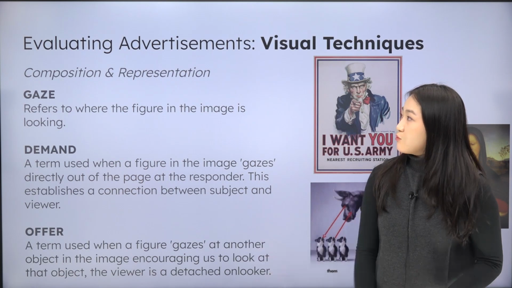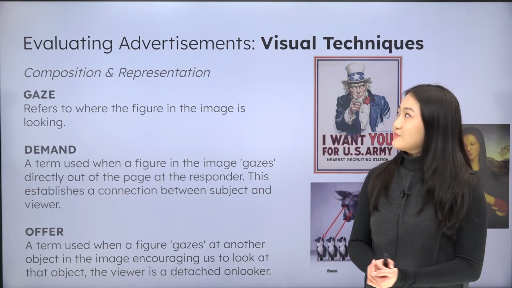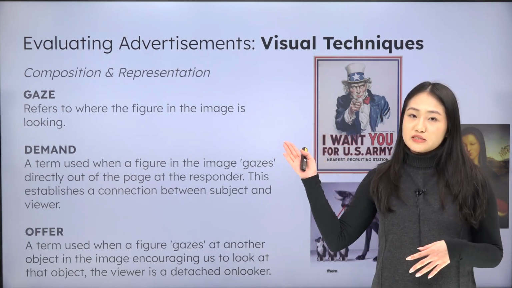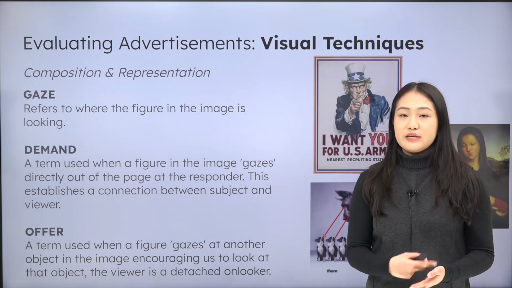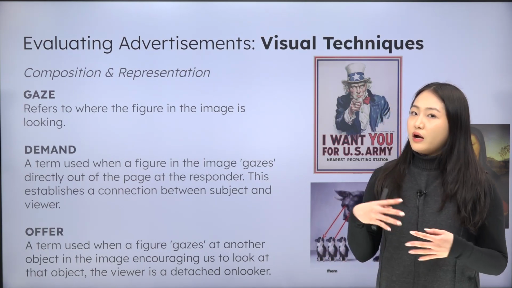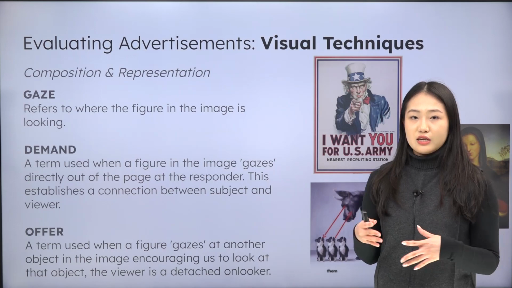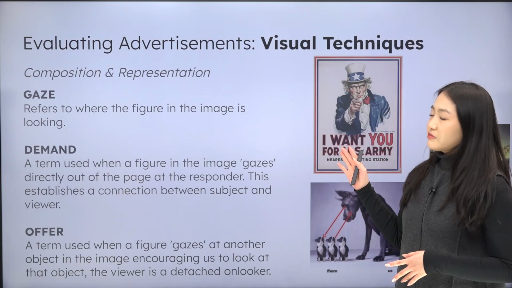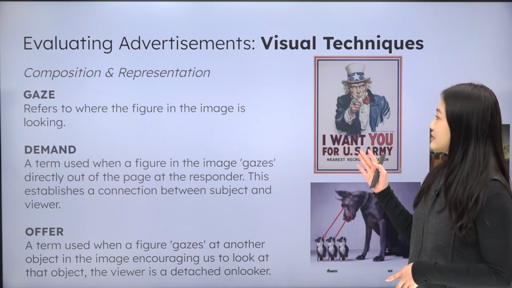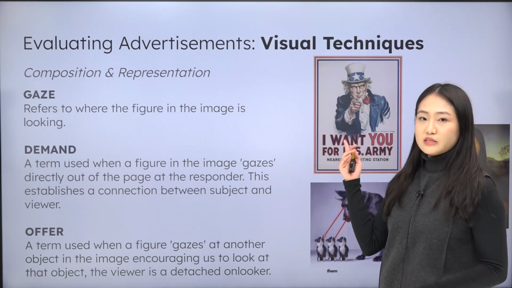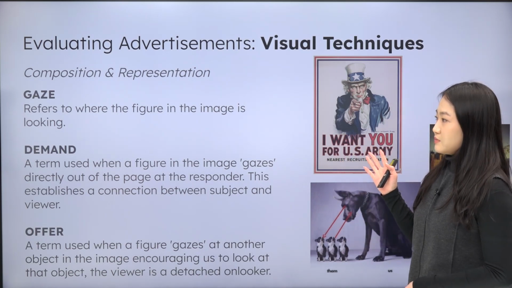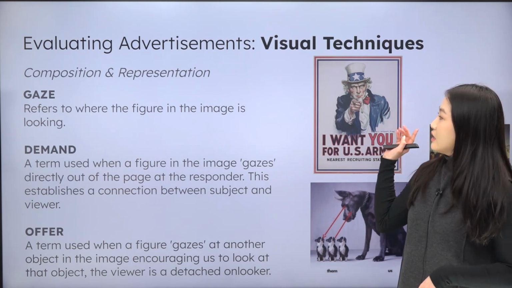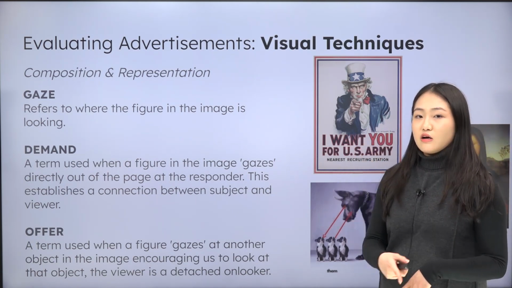All right. And when we are evaluating advertisements, we will be looking at composition and representation first. So first, what is gaze? Gaze refers to where the figure or the subject in the advertisement is looking at. So if you see here, this is a very famous advertisement from 1916. It's "We Want You," the military advertisement that went very popular, and that is because the gaze of Uncle Sam is looking directly at the audience.